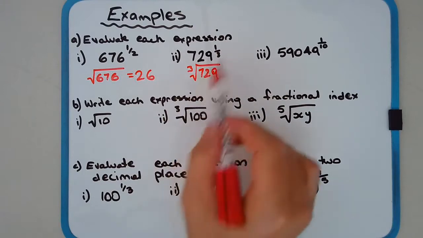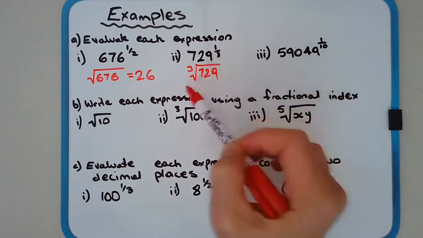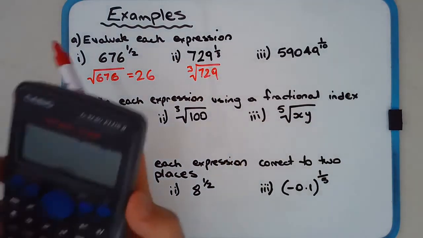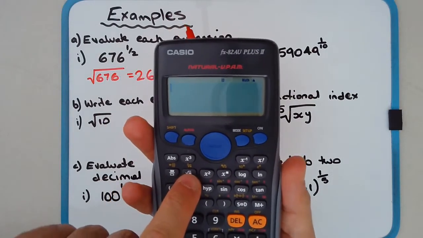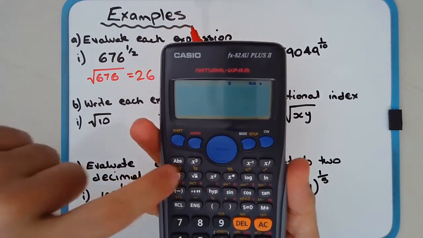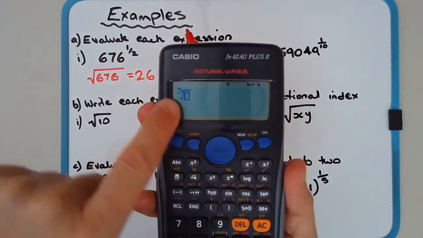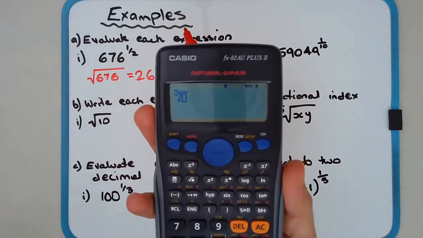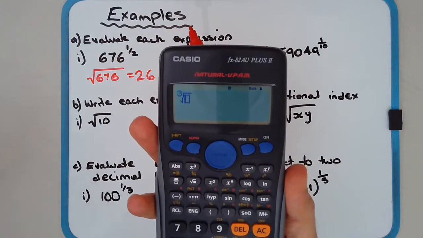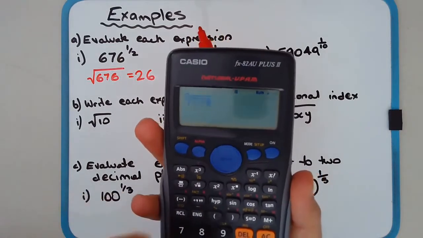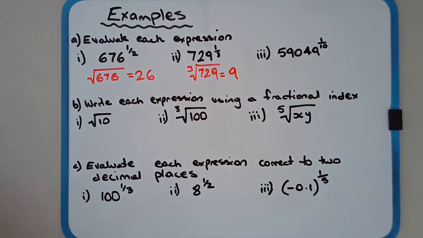I want you to get used to this conversion between index form and surd form. This is why I'm doing it this way. Now there is an actual cube root button on this calculator. It's a dedicated one, just above the square root key, in yellow. If you press Shift and the square root key, it brings up the cube root. So it's like a hotkey. They're the two most common surds that we use: square root and cube root. 729, and we get 9. So fairly straightforward examples.